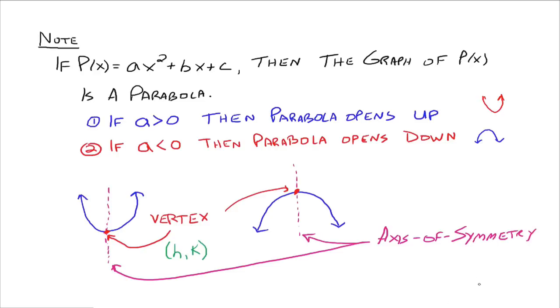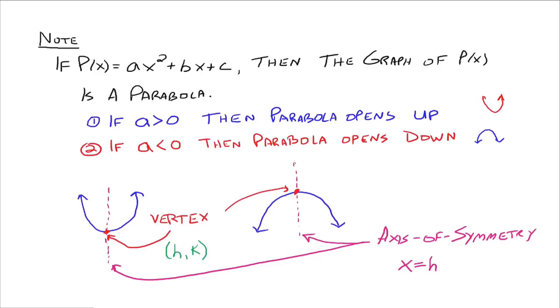And the axis of symmetry for parabolas that open up or down is always a vertical line. The equation of a vertical line is always x equals some number. If it has to run through the vertex, then it's x equals the x part of the vertex. So x equals h. If you know the vertex of your parabola, then you automatically know the axis of symmetry. It's x equals the x part of the vertex, in this case just h.